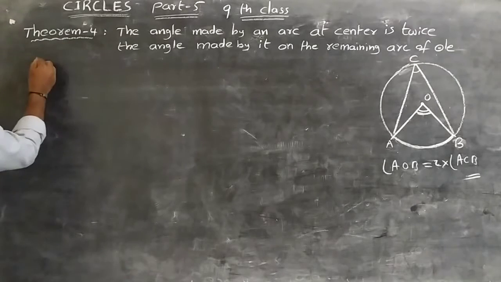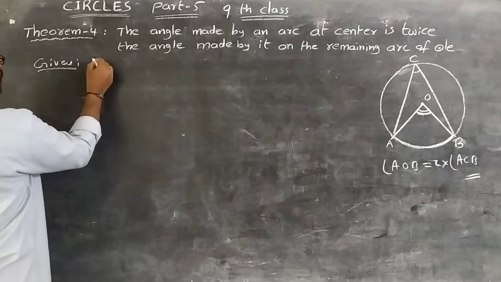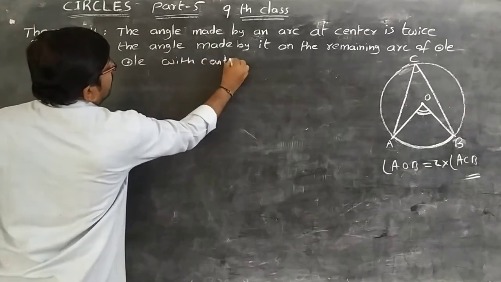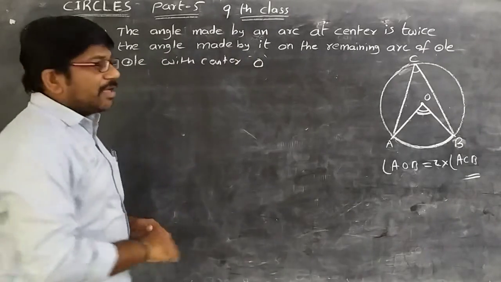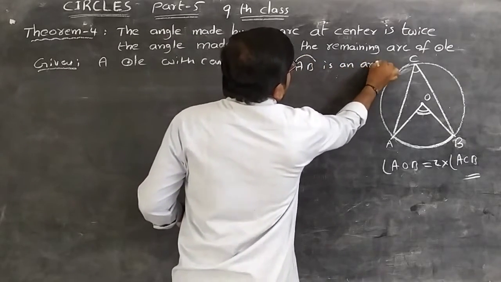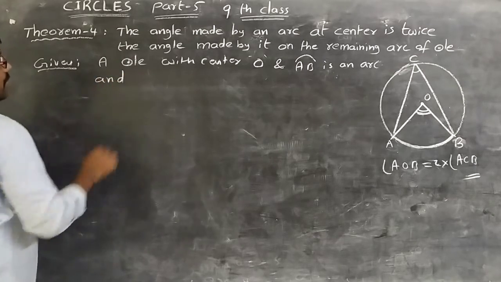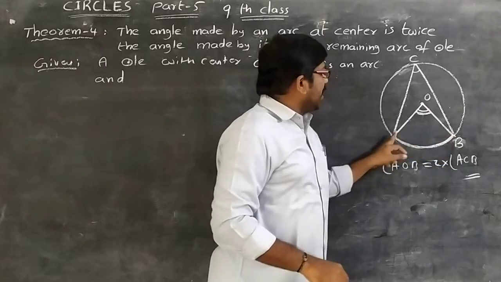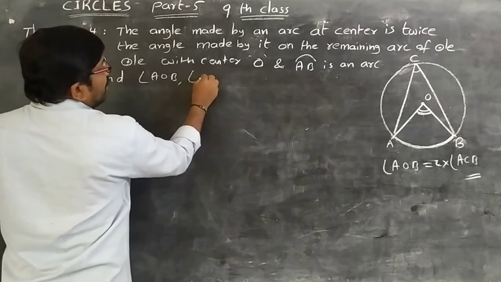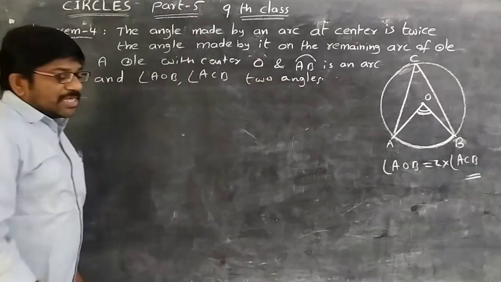Now the proof. First, what is given in the theorem? AB is an arc of a circle with center O, and two angles are given: angle AOB and angle ACB. So that is the given.